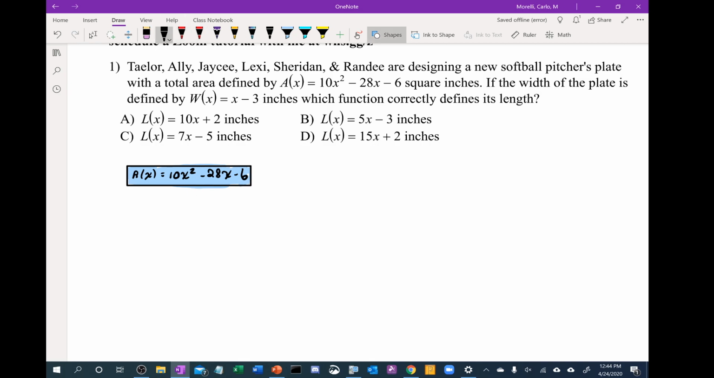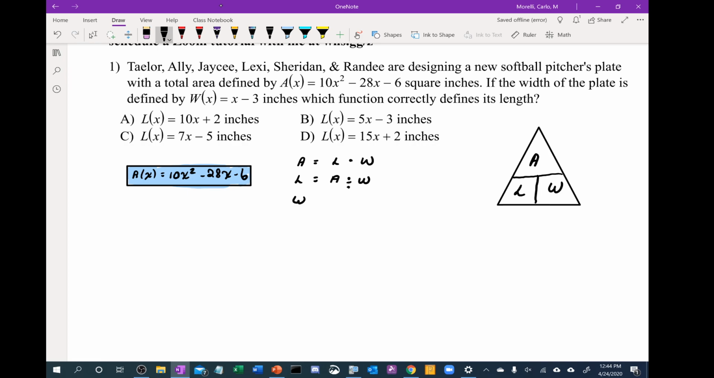There's a handy little reference triangle that we can use to remember our formulas for area. And here it is. The A for area goes here, the L for length goes here, and the W for width goes here. And you come up with these three formulas. Area equals length times width. Length equals area divided by width. And width equals area divided by length. So we want to use the one for length. I'm going to use this formula here.